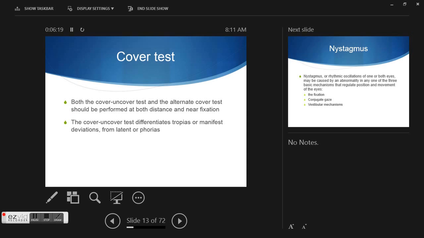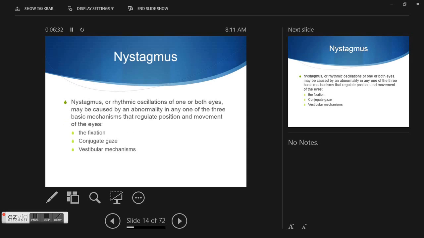Both the cover-uncover test and the alternate cover test should be performed at both distance and near fixation. And specifically, the cover-uncover test differentiates tropias or manifest deviations from latent deviations or phorias.